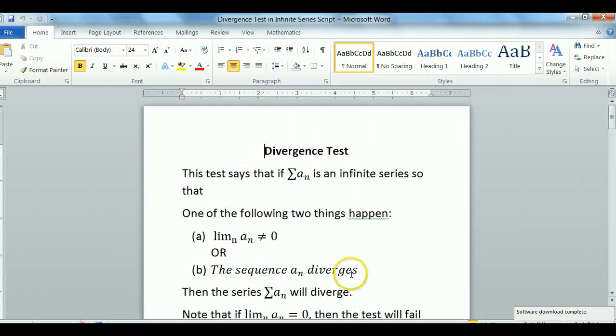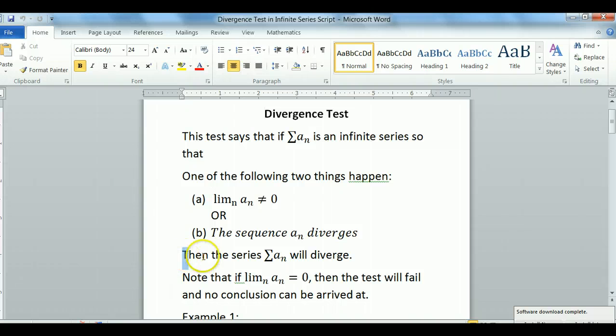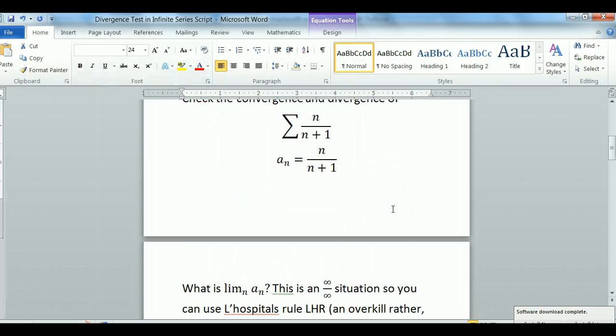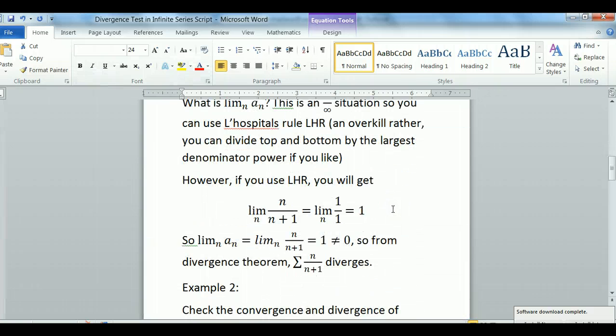So then it falls on to this branch. The limit of an is not equal to 0. Then straight away we can say that the series sigma an will diverge. Okay, so we can now say therefore that this series will diverge.